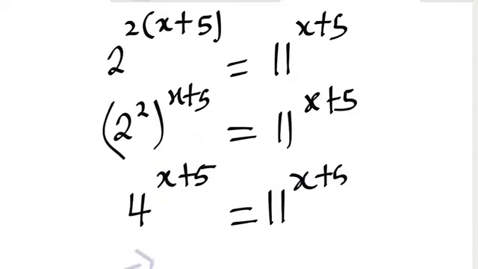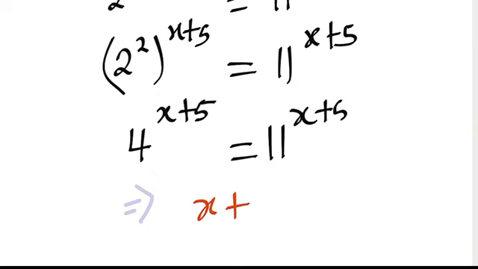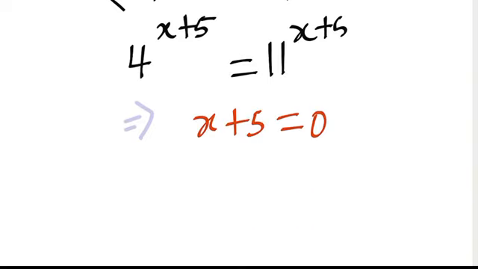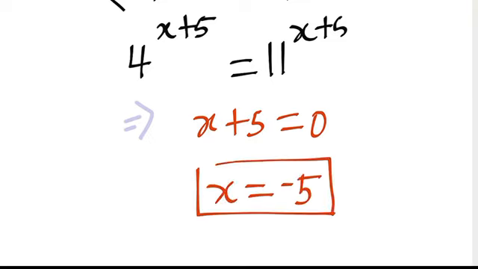This implies that x plus 5 is equal to 0. Then transposing this, we're going to have x equals minus 5. And that is the solution. Can you see?